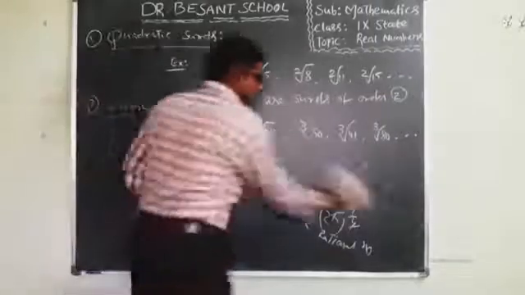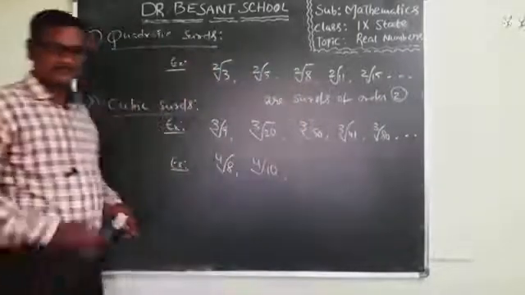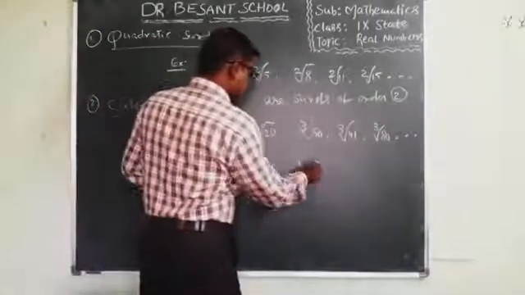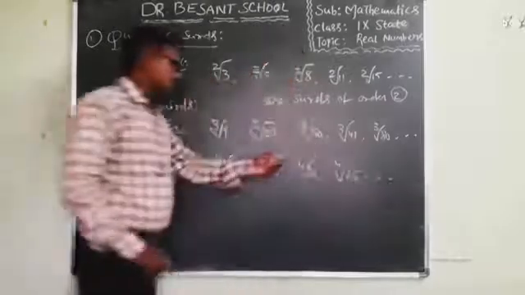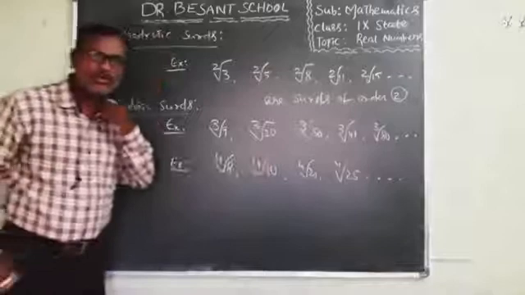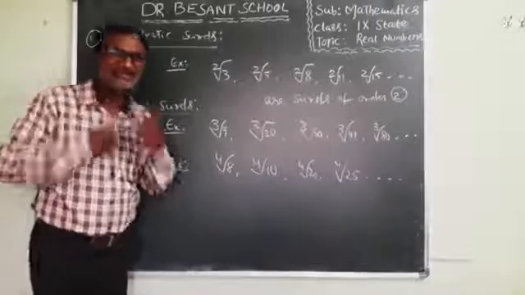Don't take fourth root 16. Okay. Again this is fourth root 20. Again this is fourth root 25, and so on. So these are all the surds of order 4.